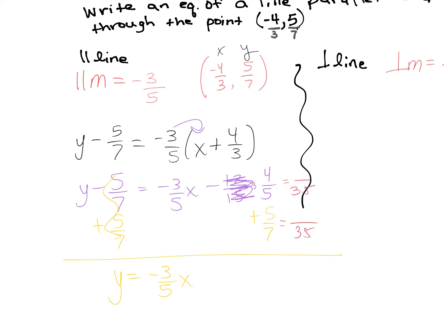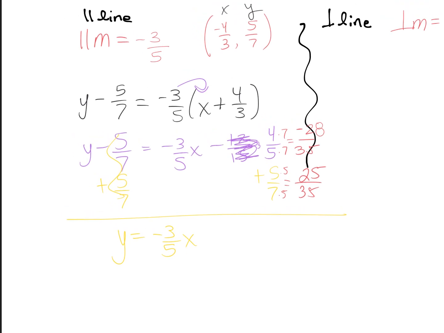So think about it. To change 7 to 35, I had to multiply by 5. What you do to the bottom, you do to the top. So 5 times 5 is 25. To change 5 into 35, I had to multiply by 7. What you do to the bottom, you do to the top. So remember, guys, that was negative 4/5, right? So this is negative 28. I think it's a good idea to bring the negative with it. So if I combine these, what's a negative 28 and a positive 25? Yep, negative 3 over 35. And there is your line.